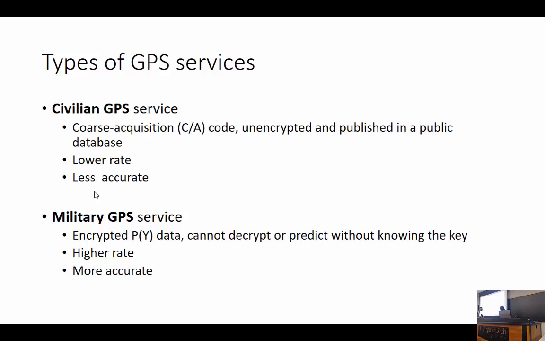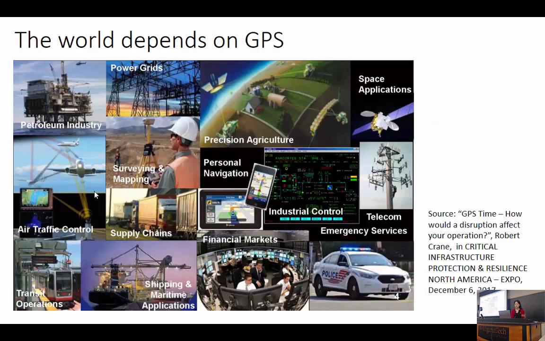Another type of GPS service is the military GPS service. The spreading code they use is encrypted, and it cannot be decrypted if you don't know the secret key, which is changing over time. So this is mainly used for military purposes. It has higher accuracy in terms of localization, and the signal is also transmitted at a higher rate. We are going to focus on civilian GPS, which is probably the most widely used nowadays.